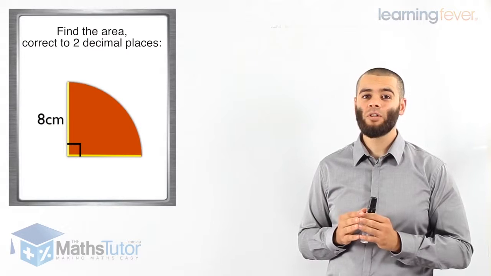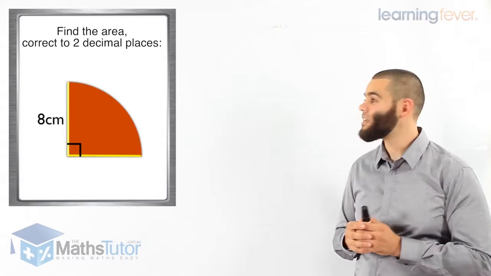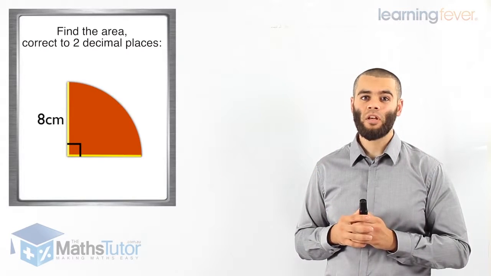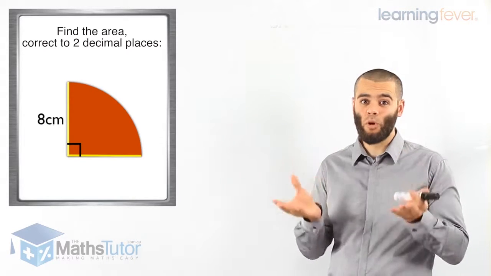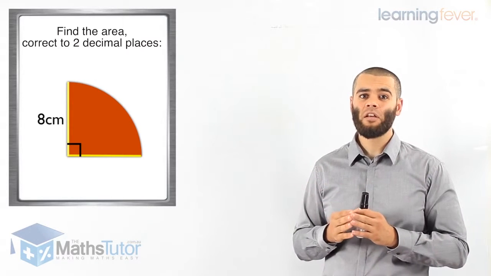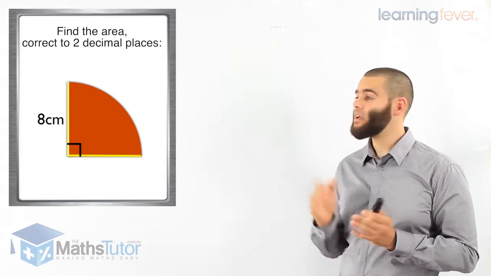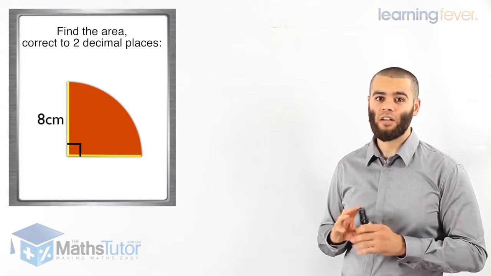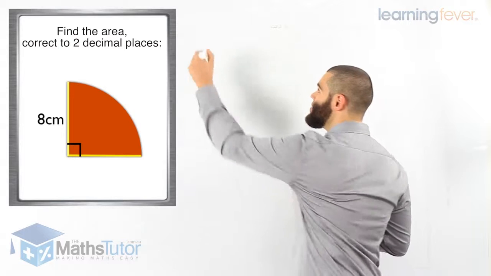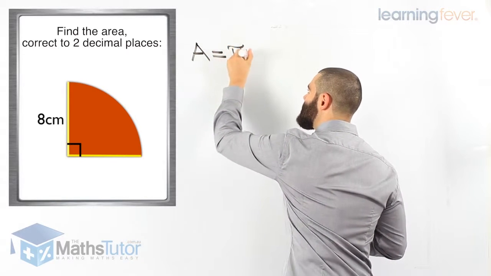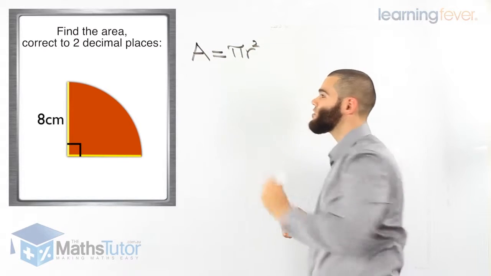The next example, we're going to find the area once again, but we notice that it's not a full circle. It's part of a circle. It's a fraction of a circle. It's a portion of a circle. So the area equals pi r squared is for a full circle. However, here we don't have a full circle. So what do we do? Let's watch and find out. A equals pi r squared. That is for a full circle.